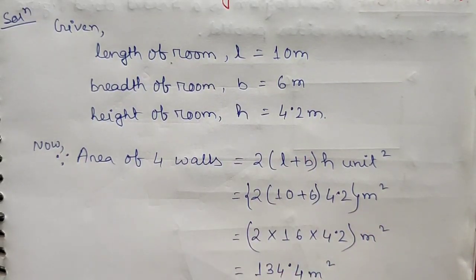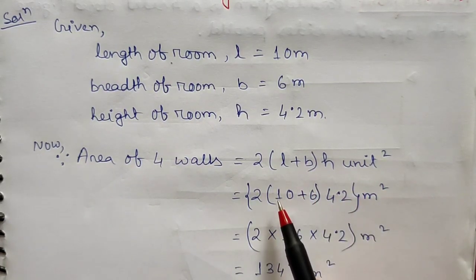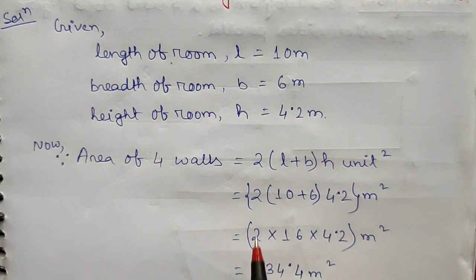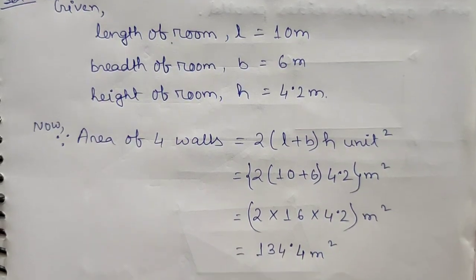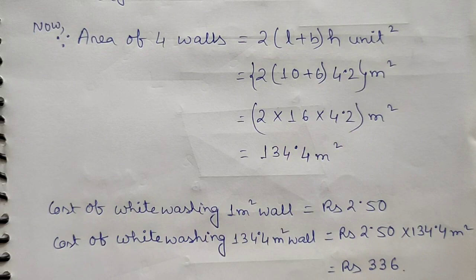Now we know the area of 4 walls equals 2 into (length plus breadth) into height, unit square. Okay, we have just put the values of length, breadth and height. Length is 10, breadth is 6 and height is 4.2. So 10 plus 6 is 16, 2 into 16 into 4.2 is how much? 134.4.